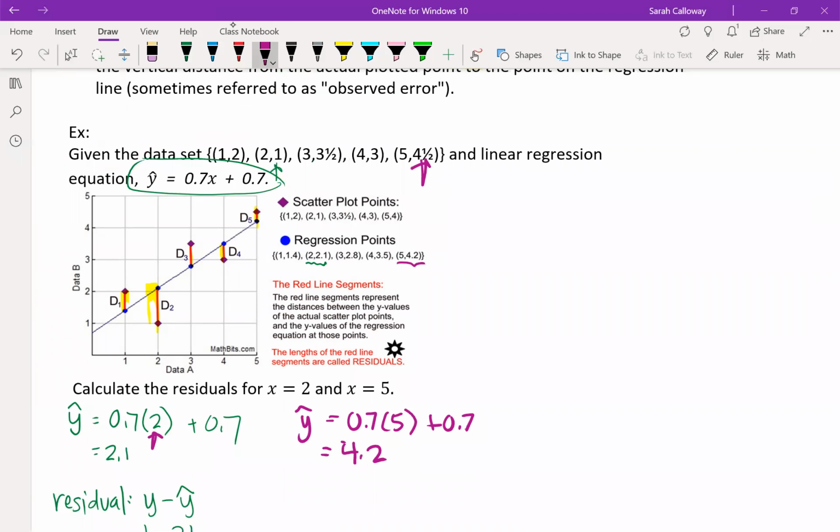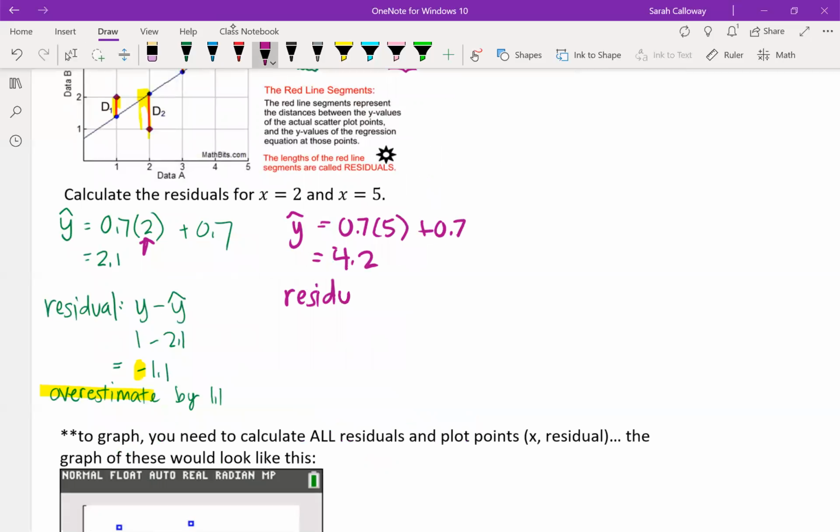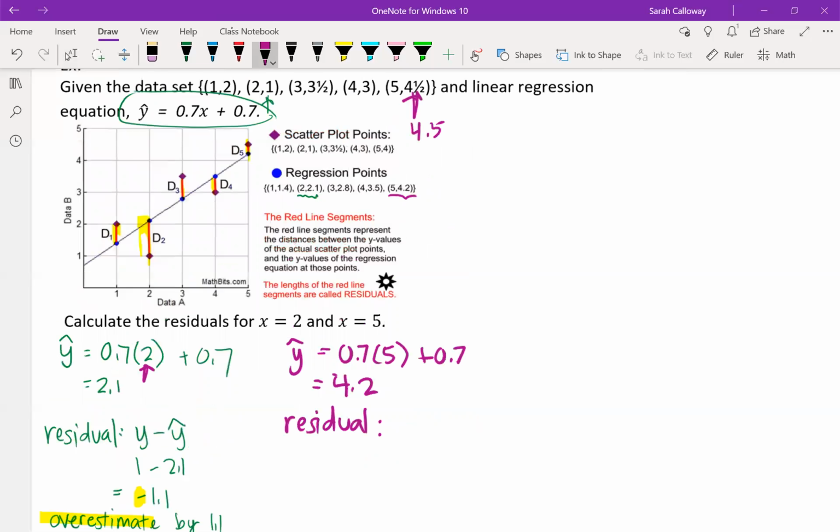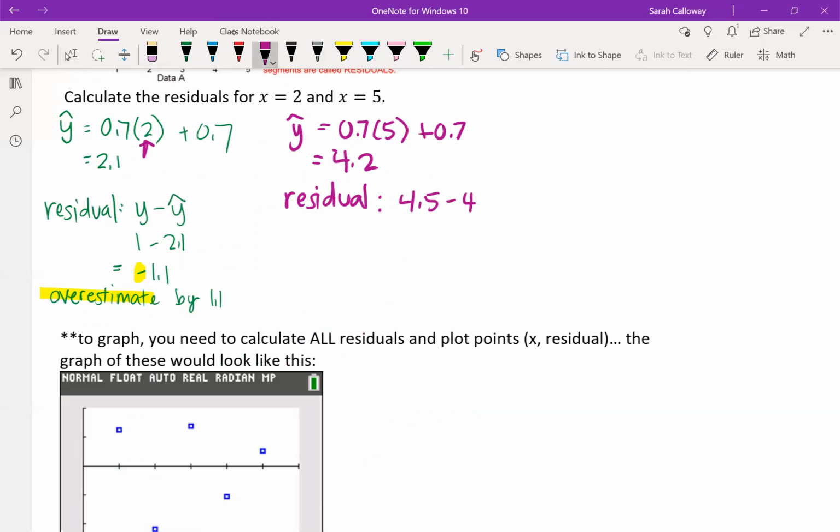So to find my residual, I'm taking that y value, which was 4.5, and subtracting my predicted value, which is 4.2. So my residual is 4.5 minus 4.2. So that gives me 0.3 as my residual. So notice that it's positive, so that makes it an underestimate.